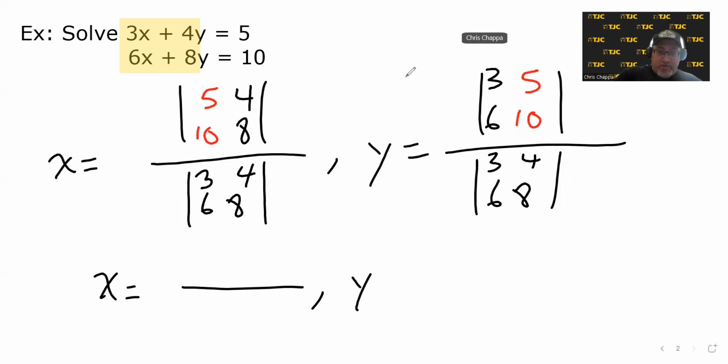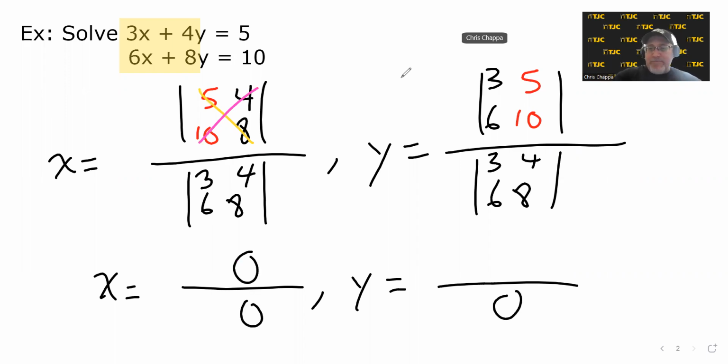Now let's figure out what happens. All right, modeling the multiplications again. First numerator, 5 times 8 is 40. 4 times 10 is also 40. 40 minus 40, of course, is 0. By the way, we already know the denominators are 0 because it's the same denominator as it was back here.